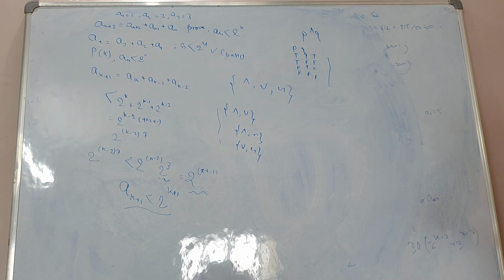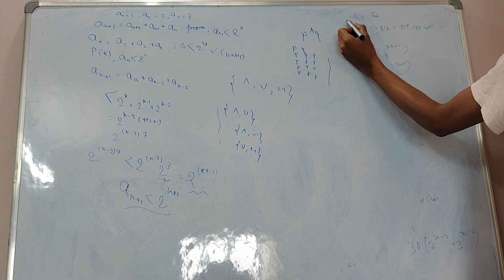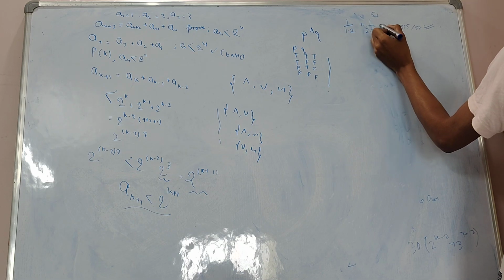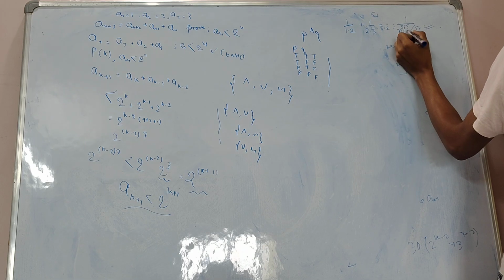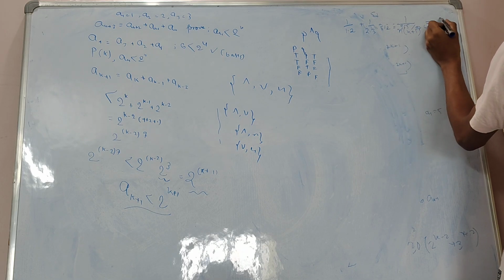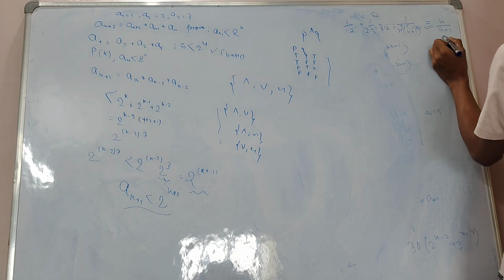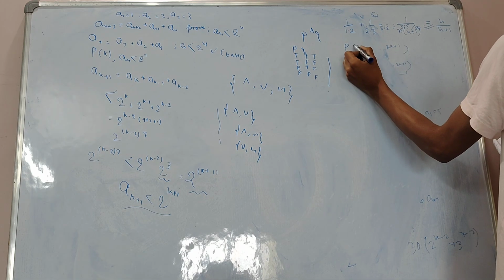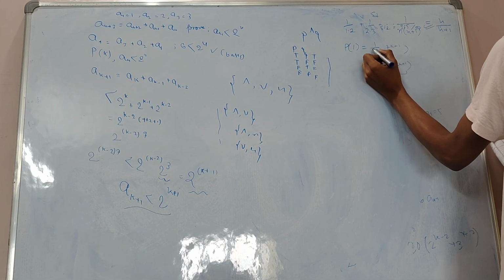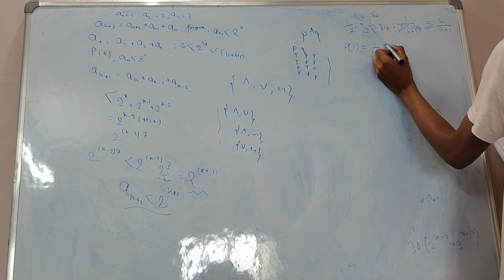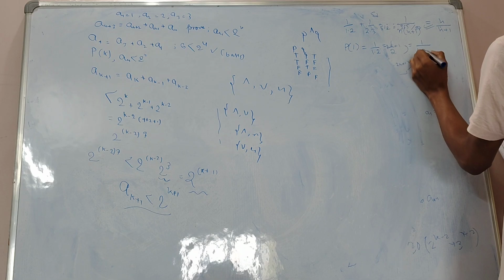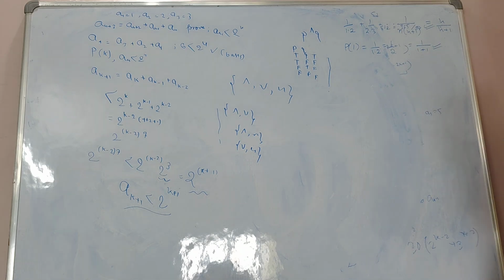Suppose I have the question: given, prove 1 by 1 into 2 plus 1 by 2 into 3 up to 1 by n into n plus 1 is equal to n by n plus 1. I have to prove this, right? So I can prove this using induction. P of 1 will give me 1 by 1 into 2, which is 1 by 2, right? That is 1 by 1 plus 1. So this is true for P of 1, right? N is equal to 1.